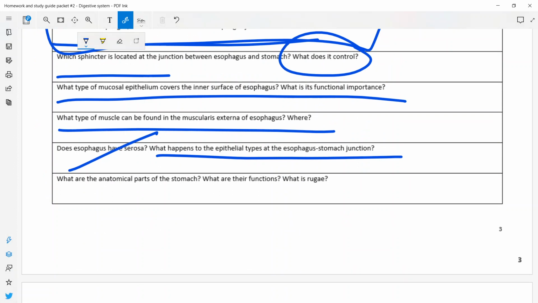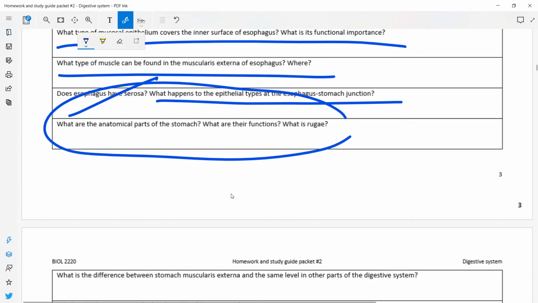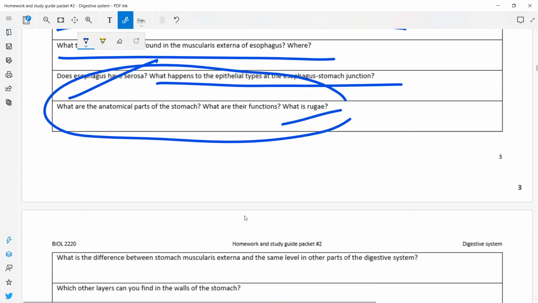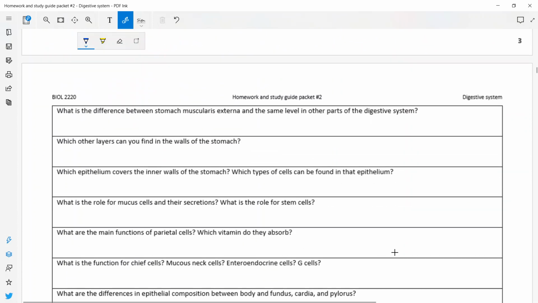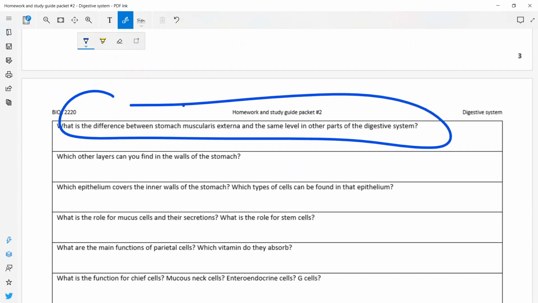Anatomical parts of the stomach: cardia, fundus, body, and pylorus. Know the function of each. Rugae are folds. Muscularis externa in the stomach has 3 layers, so not only circular and longitudinal, but also oblique. The oblique layer is the other layer that you can find.